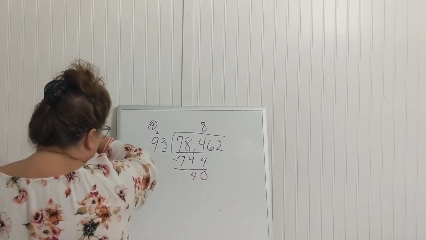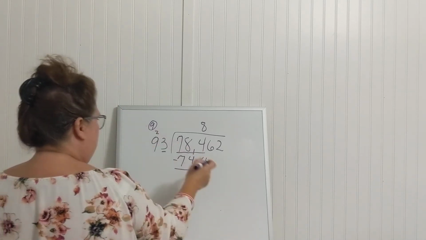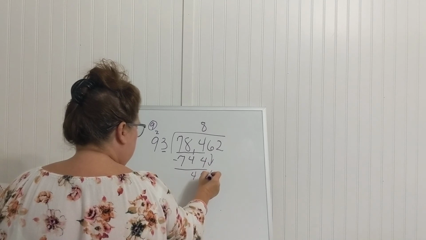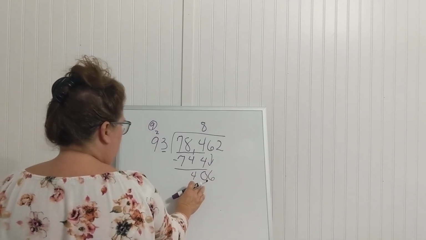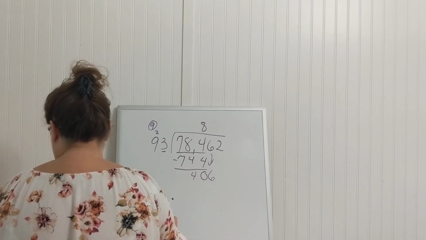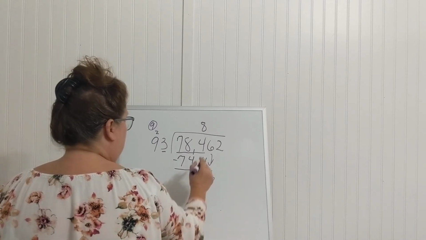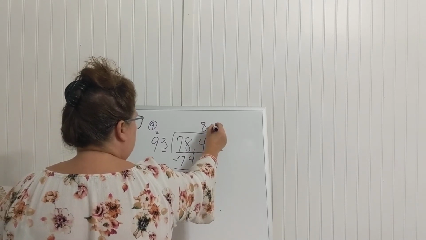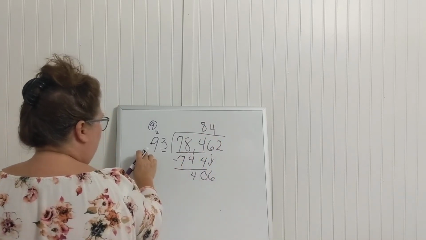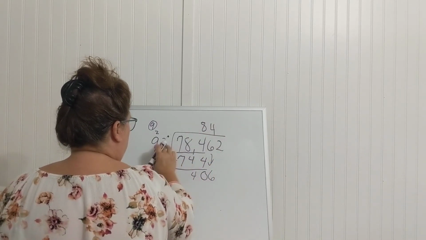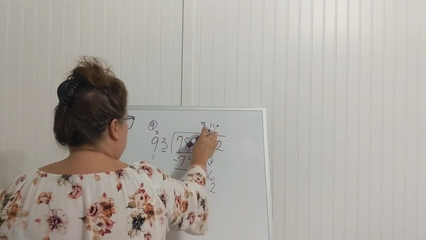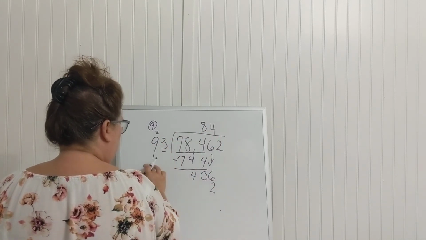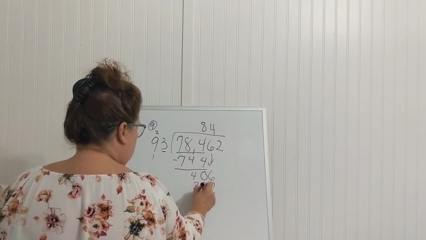40 is smaller than our divisor, 93. So we bring down the next digit, which is a 6. How many times will our pretend divisor 9 go into 40? Well, 9 times 4 is 36. So let's put our 4 above the 6. Now we're going to multiply by our real divisor. 4 times 3 is 12. Put 2 down. Carry the 1. 9 times 4 is 36. Plus the 1 we carried is 37.